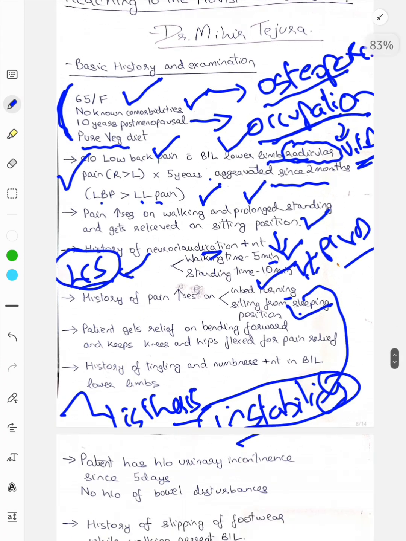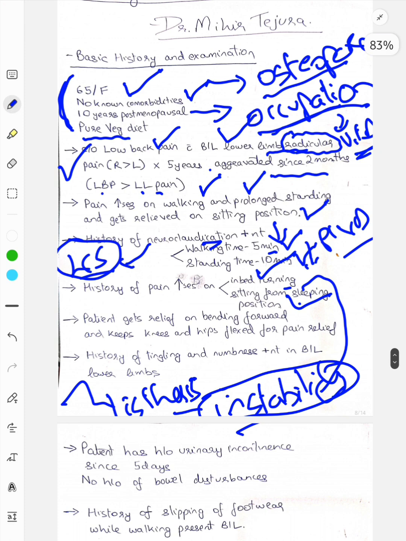Now, one of the very significant history points we should not miss is when the patient says that he has a pain in bending forward, in flexing or extending, or pain relief while flexing or extending. That is very specific. So this lady, she gets relief on bending forward and keeps her knees and hips flexed for pain relief. This is very significant history.